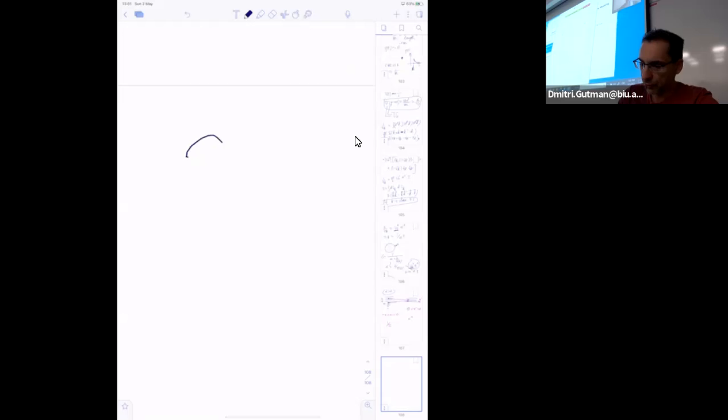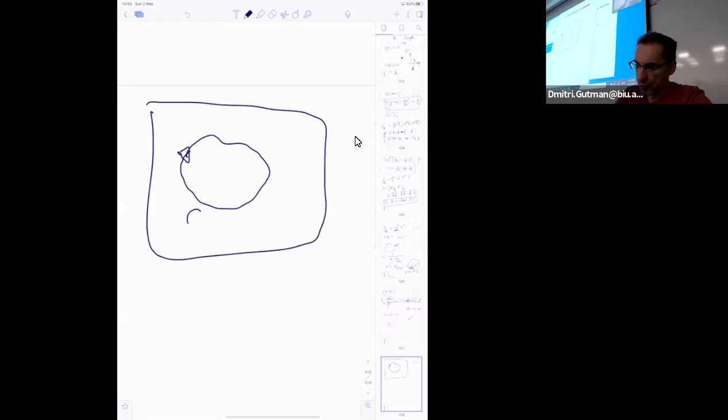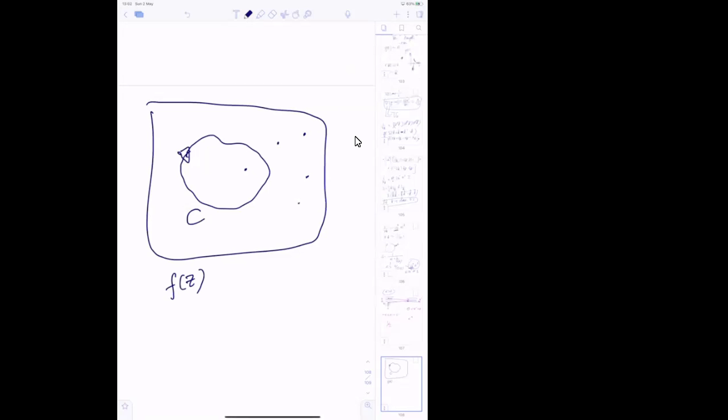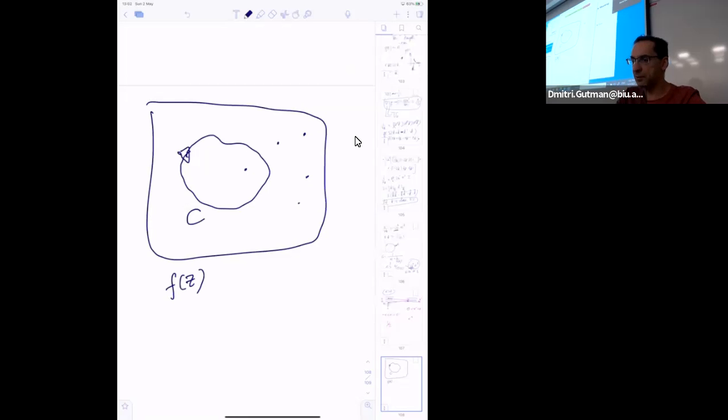We discussed a function that was analytic in the complex plane. There's a contour C on the complex plane, and we had this function f of z that was analytic everywhere except maybe a finite number of special points that are poles of this function. And in addition, this function had also a finite number of special points where its function vanished, and these points are called zeros of the function.